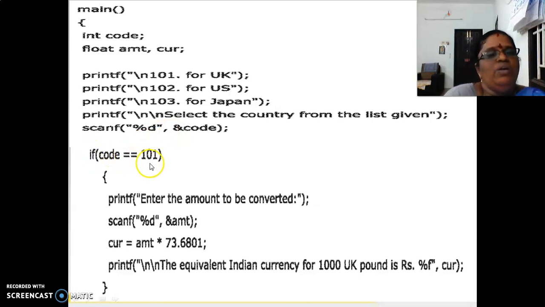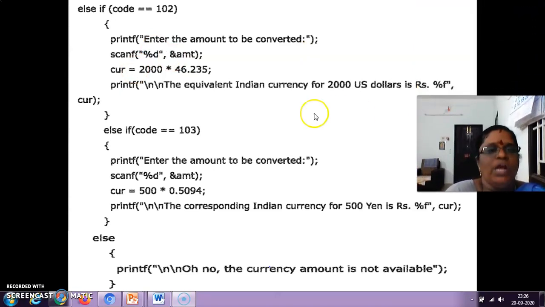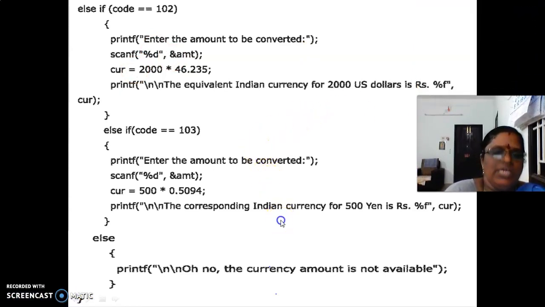If code is equal to 101, it's UK. So you want to get the amount from the user and convert that amount into Indian currency. So the equivalent Indian currency is being given. Like this, if code is equal to 102 also, like this. So we did this program, right? Yes. In the last class, we all did this.